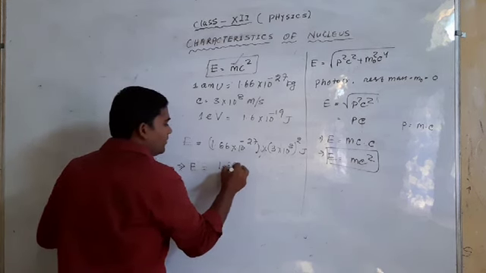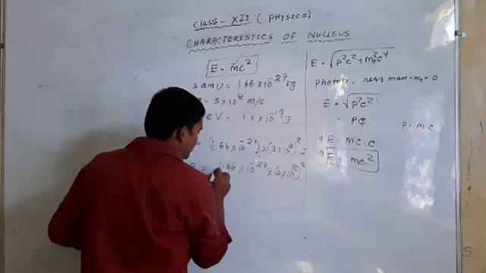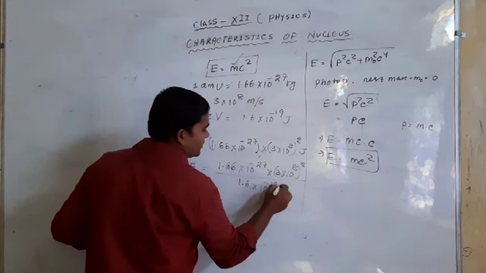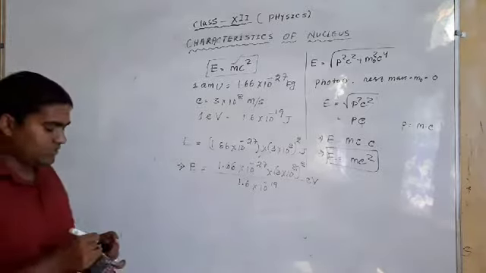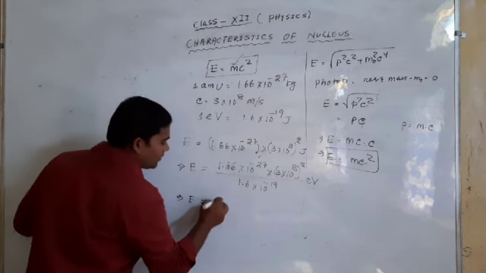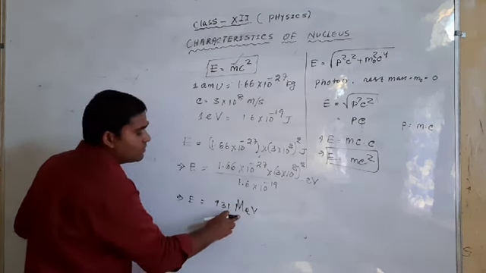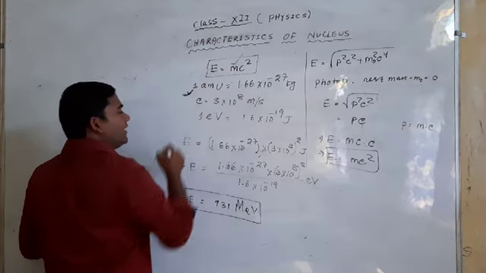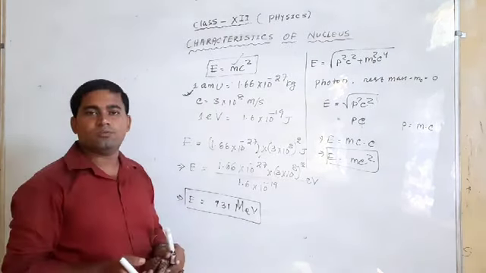E equals 1.66 into 10 to the power minus 27 into (3 into 10 to the power 8) square, divided by 1.6 into 10 to the power minus 19, and the unit here is electron volt, because 1 joule is 1 by 1.6 into 10 to the power minus 19 electron volt. If we calculate this, we get E equals 931 mega electron volt. So the energy obtained from the mass of one atomic mass unit is 931 mega electron volt. Clear?